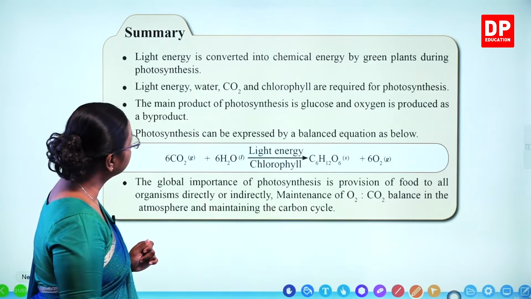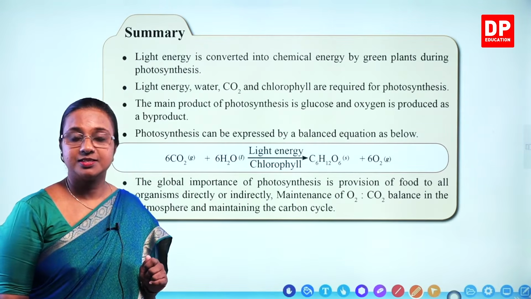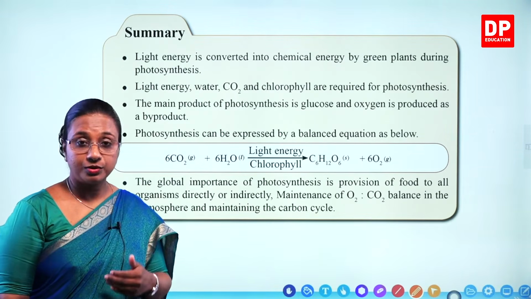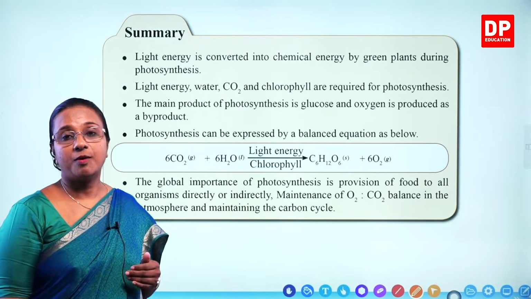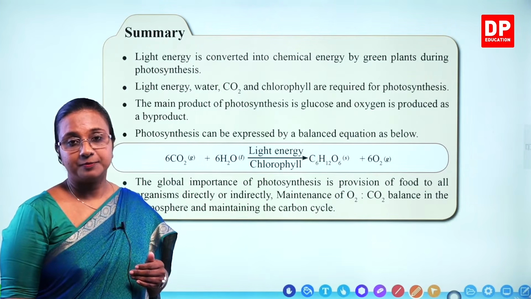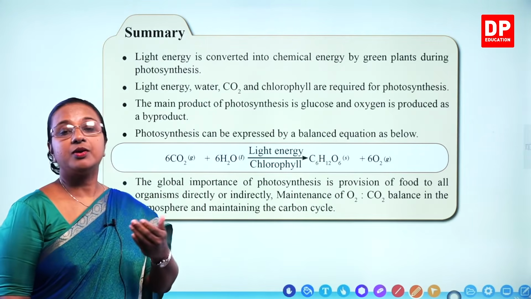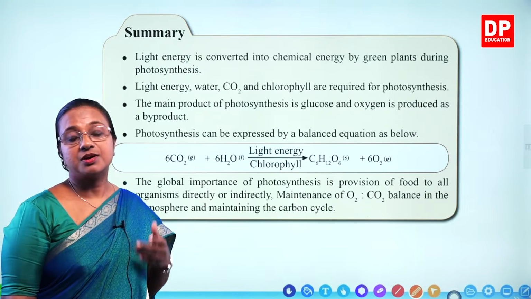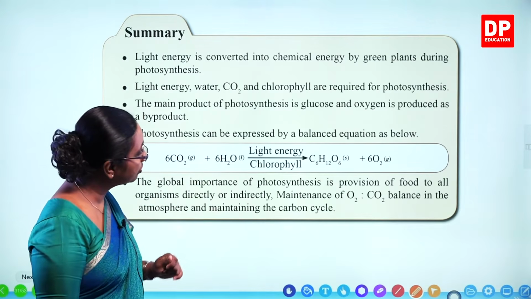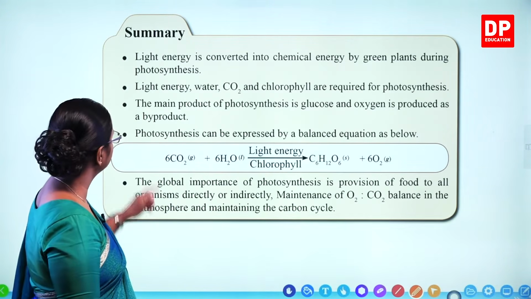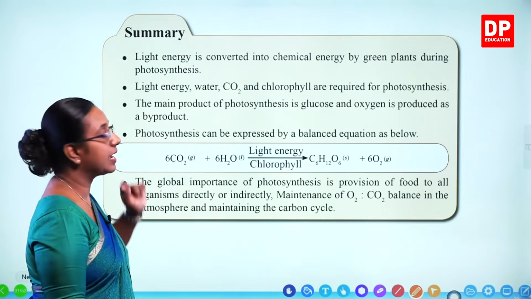Light energy, water, carbon dioxide and chlorophyll are required for photosynthesis. And you all know students, chlorophyll is present internally. The other three factors are obtained from the external environment. And out of those, both carbon dioxide and water are the raw materials or the reactants of photosynthesis. The main product of photosynthesis is glucose and oxygen is produced as a byproduct. So two products: main product glucose, byproduct oxygen.